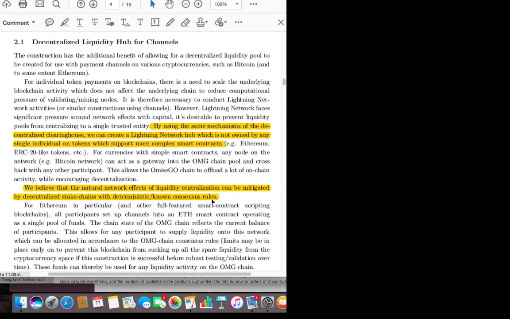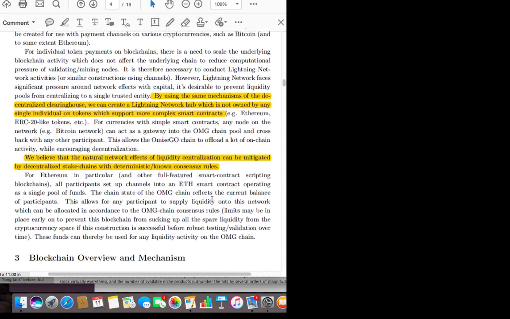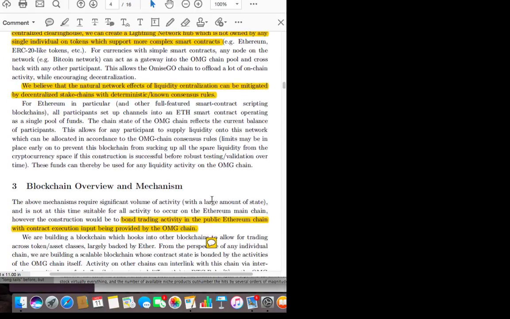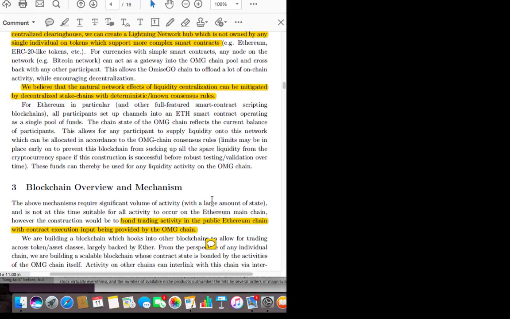It does go on to say, though, by using the same mechanisms of the decentralized clearinghouse, we can create a Lightning hub which is not owned by any single individual on tokens, which support more complex smart contracts. So very interesting there. They believe the natural network effects of liquidity centralization can be mitigated by decentralized state chains with deterministic known consensus rules. Very interesting. I'd love to know a little bit more about that. That's not very clear at this time how that's going to be implemented, in my opinion.